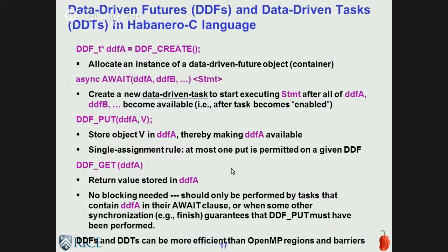And we really want determinism with this construct. So we require that these data-driven futures are single assignment, or you can think of them as single assignment events, which can be triggered by any task by doing a put on this data-driven future. And then within the body of the await statement, you can do gets on the data-driven future, but no blocking is needed at that point because you would have already done an await. And in fact, in our Java-based implementation right now, we have an exception if you attempt to call get in a task without having done an await on it.